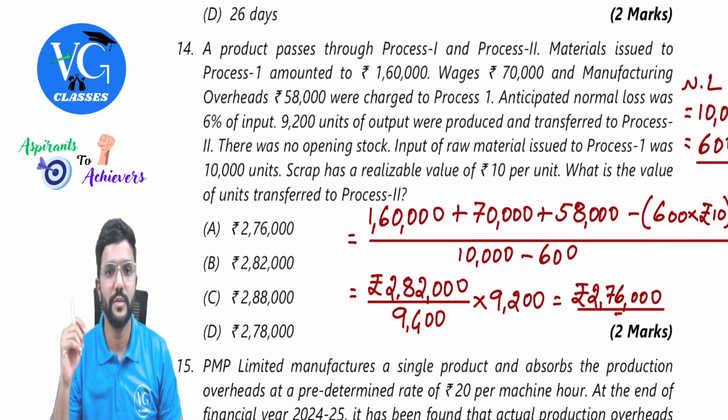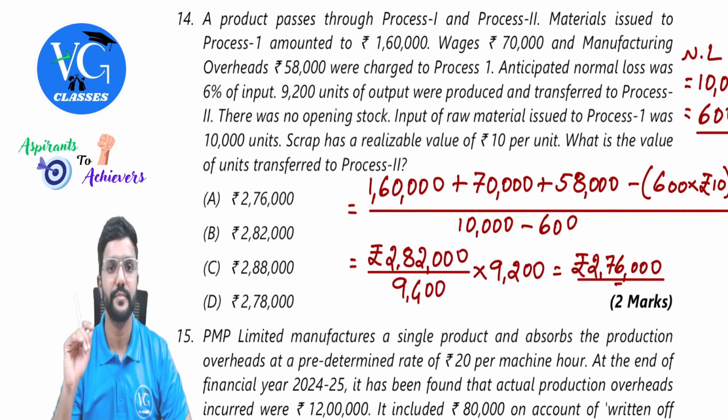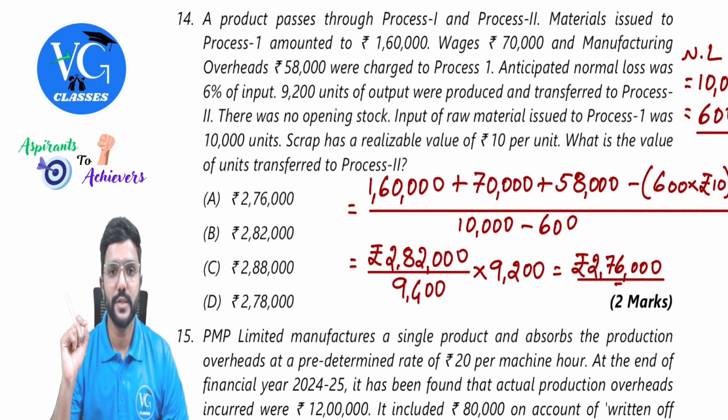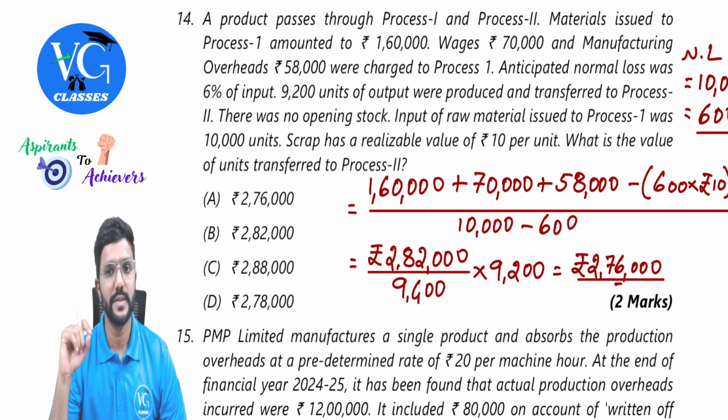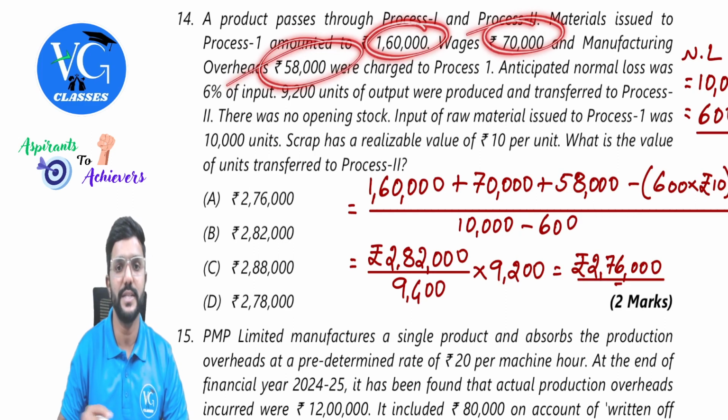Fine. We'll move to question number 14 on process costing. A product passes through process 1 and process 2. Materials issued to process 1 amounted to 1,60,000, wages 70,000 and manufacturing overhead 58,000 were charged to process 1. So all this should be debited in the process account, guys. Cost.